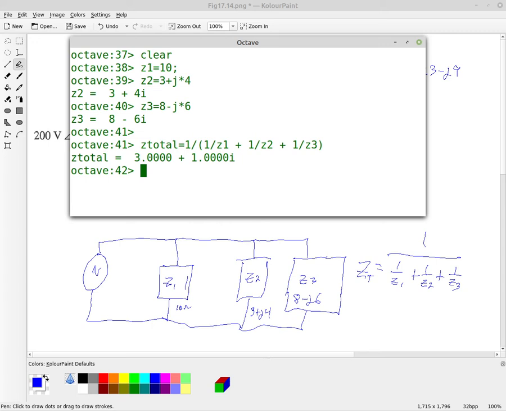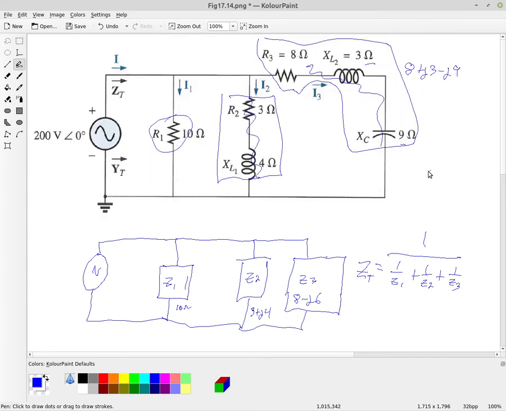And so we get, as a result for that, the equivalent circuit to be our AC source of 200 volts at an angle of 0 degrees, applying into this one total impedance, Z total here, which is actually a resistor of 3 ohms and an inductor of 1 ohm.